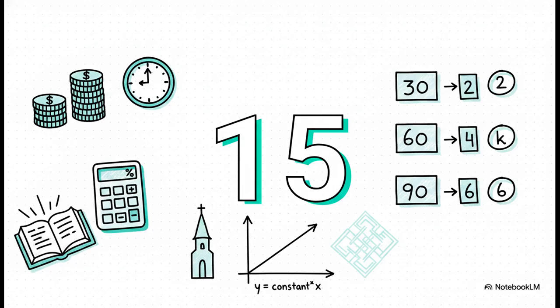Let's just check the next set to be absolutely sure. 60 divided by 4, yep, that's 15. And 90 divided by 6, also 15. So each pair gives us a K of 15, meaning the student earns a constant $15 per hour.